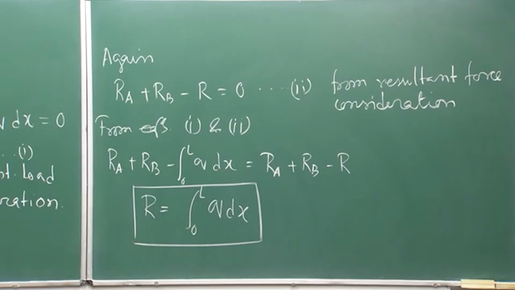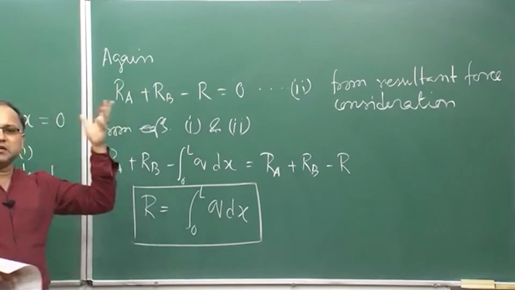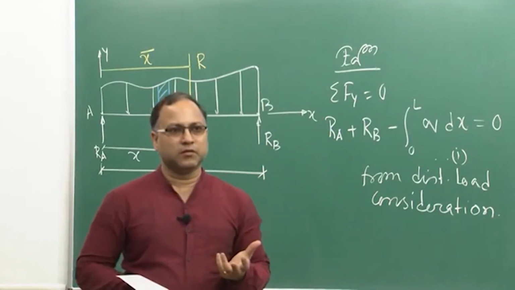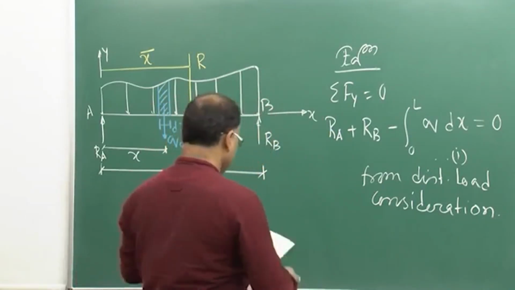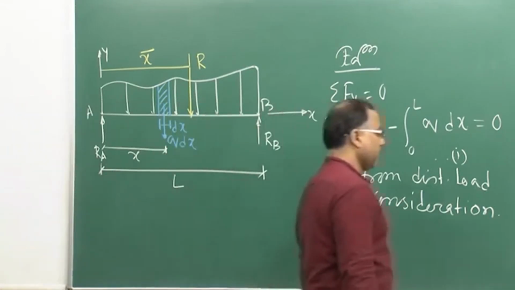Okay. So, your resultant force is nothing but this, and now based on that, once you get the resultant force, you just put it in this equation, you will be getting the expression for R A and R B. Okay. Fine. Now taking the moment equilibrium.